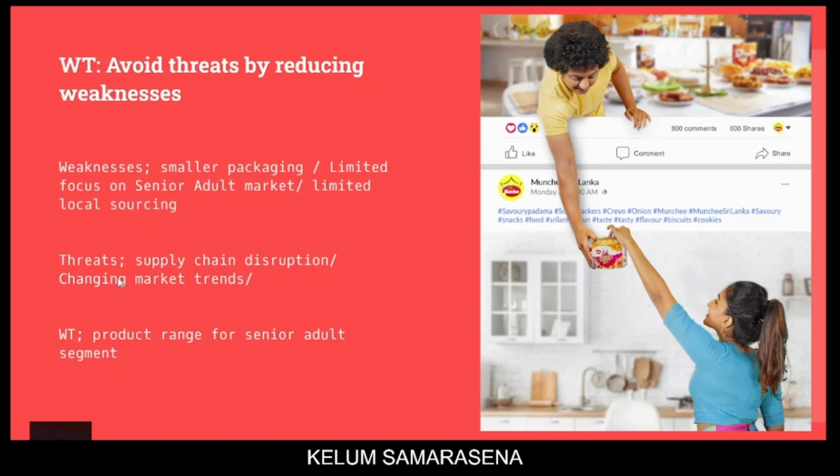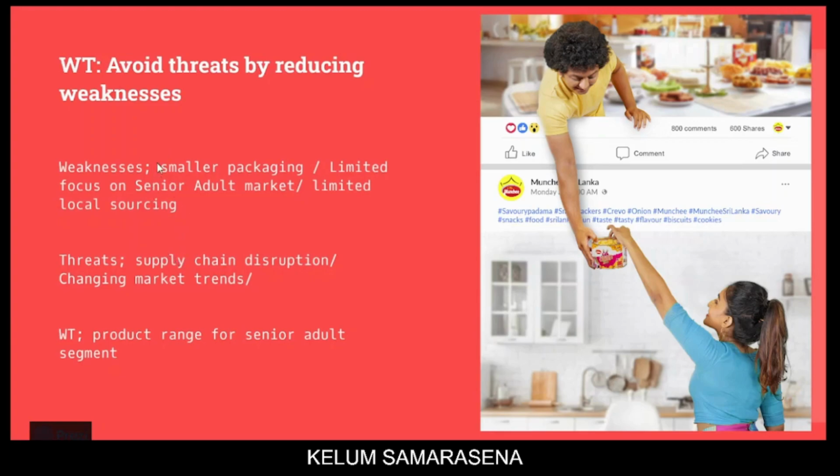So, what about the threats? When you focus on the long range supply chains, disruptions are not unexpected. Can happen, and the market trends of the people, right? That also is a threat that Munchie may face. The youth segment of today prefer more healthier food options. So then, avoiding threats and reducing weaknesses.